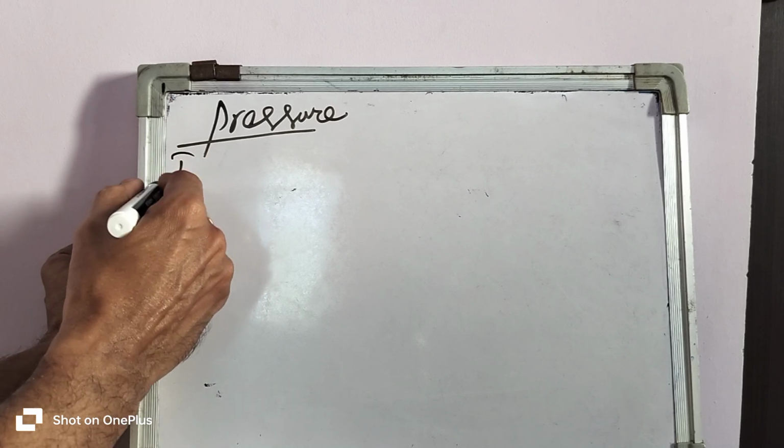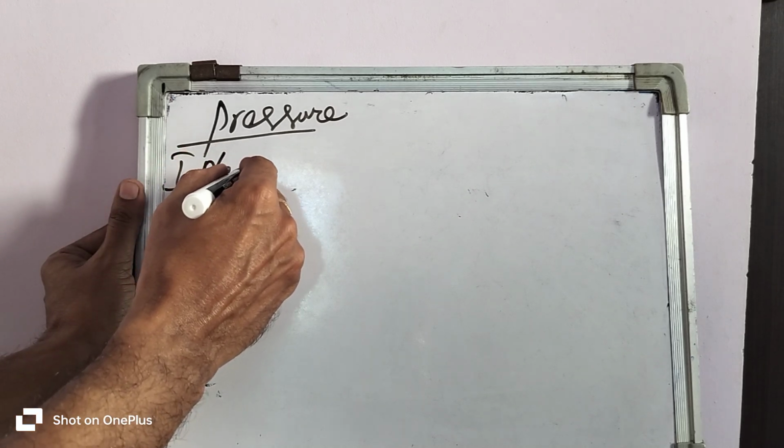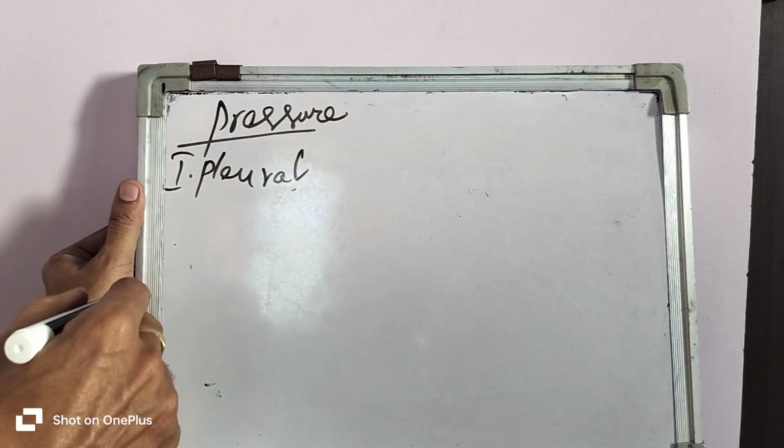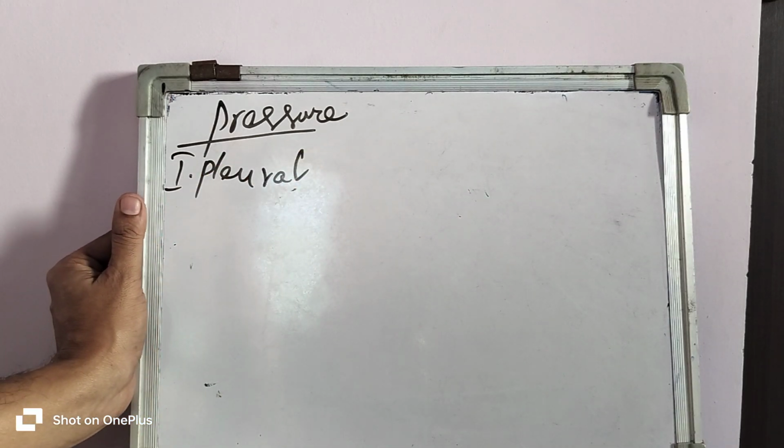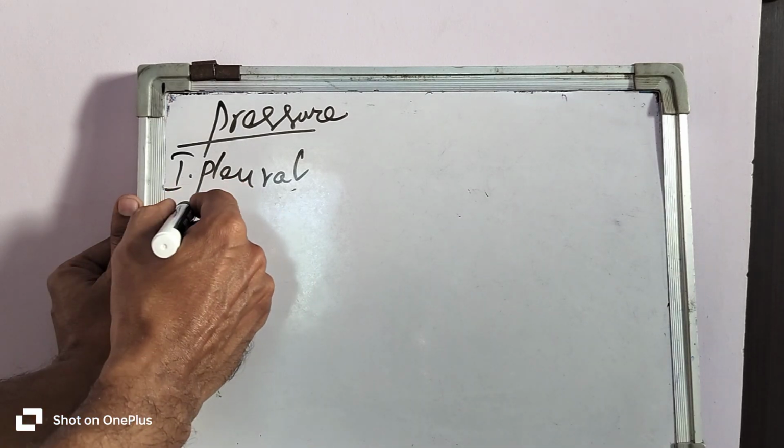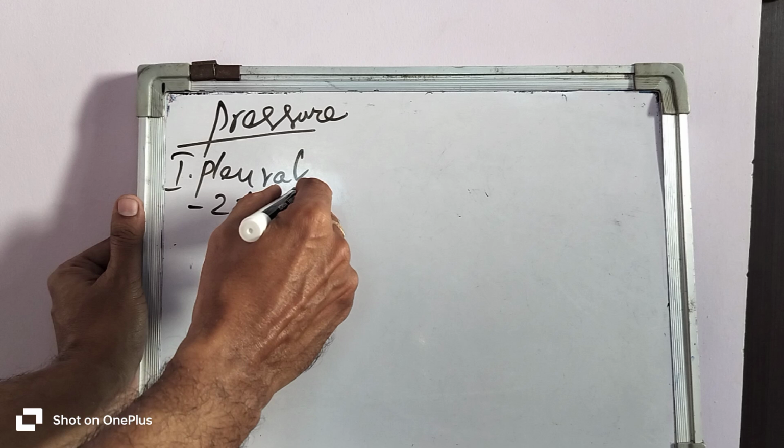One is the intrapleural pressure. That is the pressure between the pleura, the pressure in the pleural space, and it is always negative. The normal value is -2 to -6 millimeter of mercury.